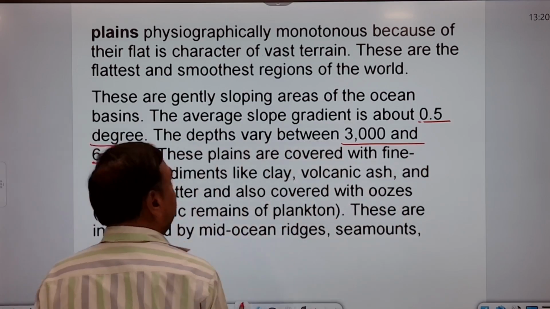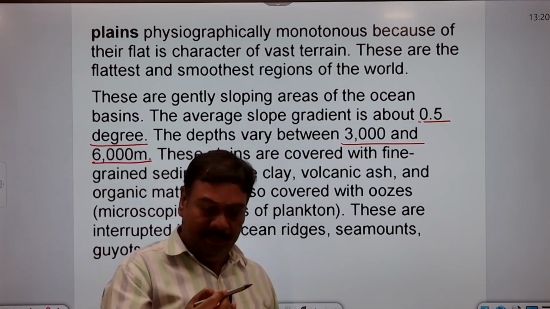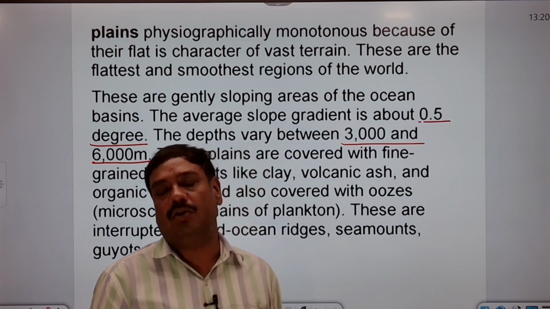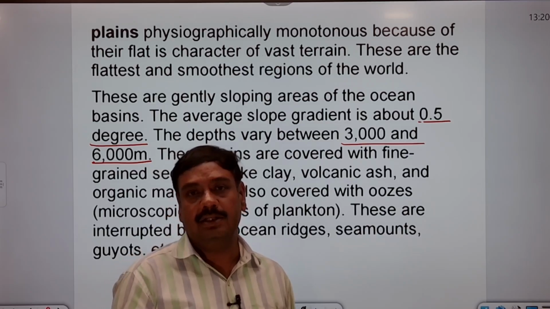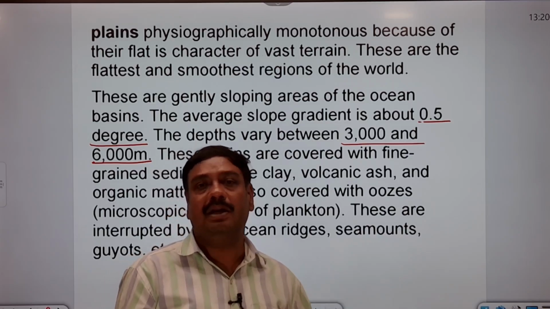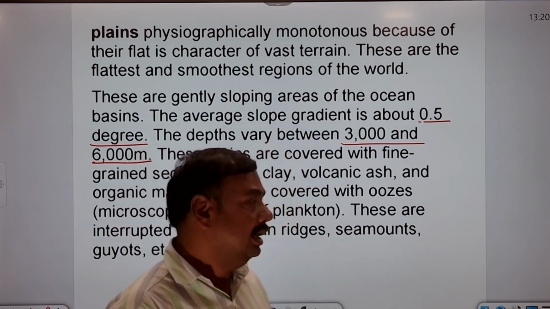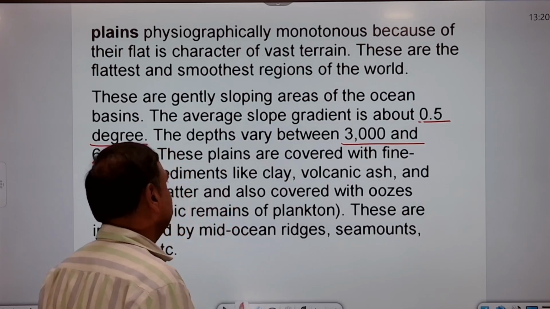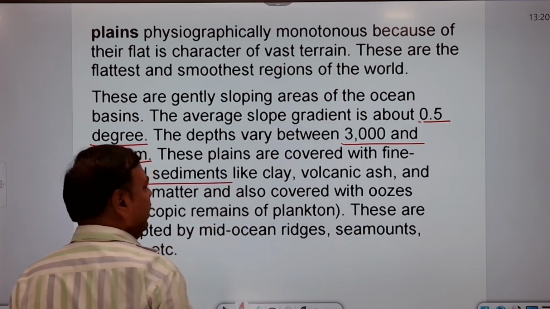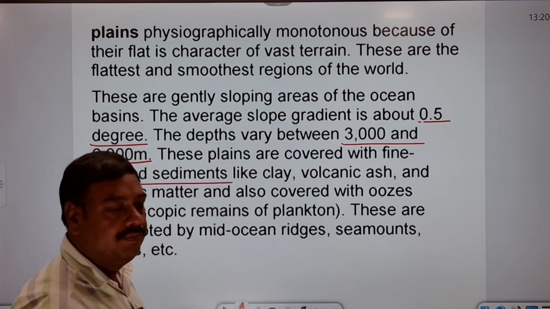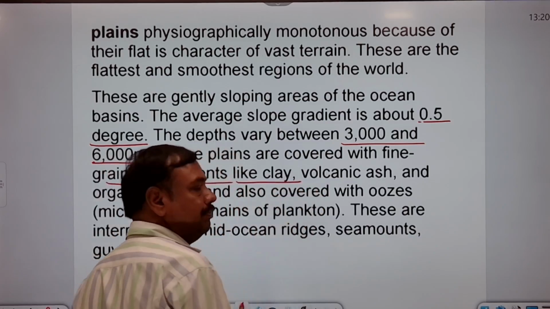That means the deepest, not actually deepest, because the deepest part we will come across just after it, that will be the trenches, but these are deeper than the continental shelf and continental slope. Obviously, with the depth you can realize the things. These plains are covered by very fine grained sediments, just like clay.